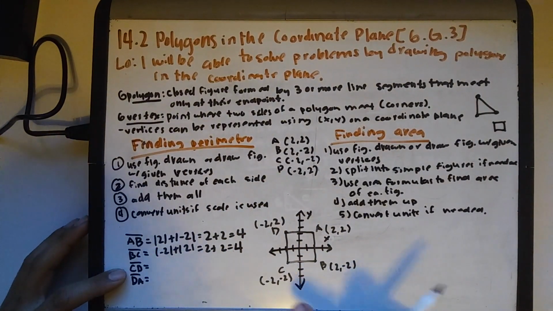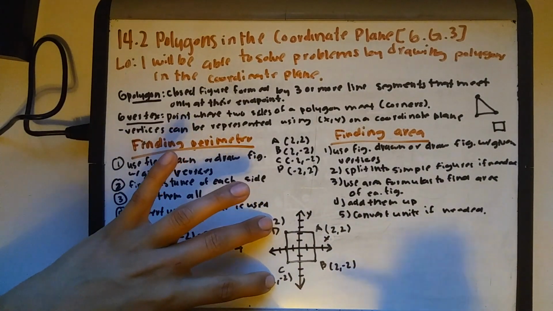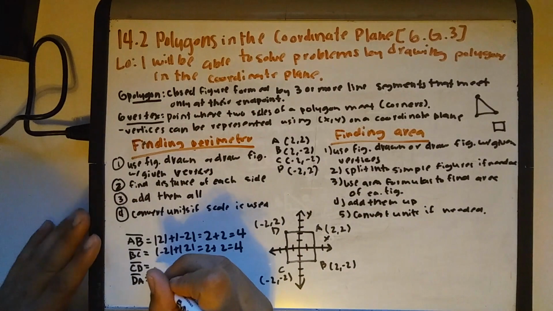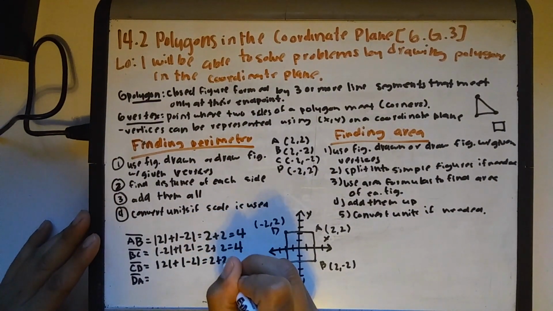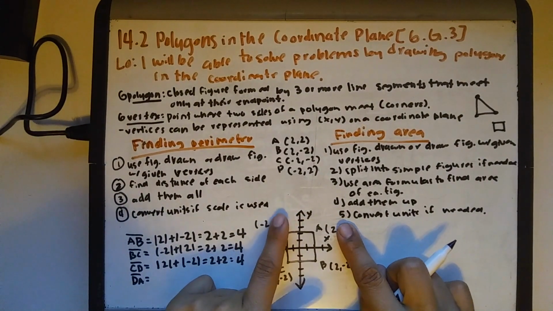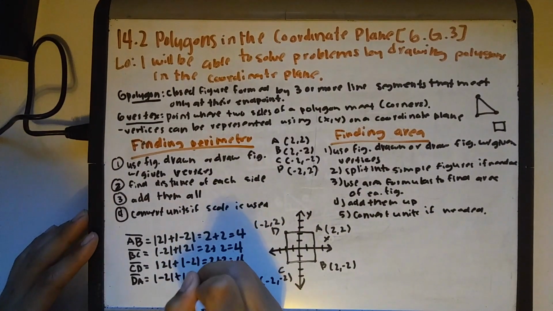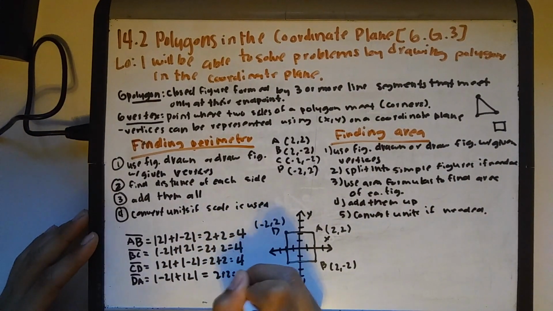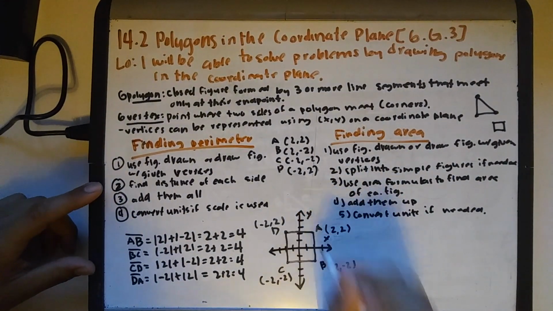Okay, C and D right here, the X values were the same, so I'm gonna ignore those. I'm gonna work with my Y values. So absolute value of 2 plus absolute value of -2, that's 2 plus 2, that's 4. And then lastly, this one, the Y value was the same, so I'm gonna work with X values. So that's absolute value of -2 plus absolute value of 2, that's 2 plus 2, that's 4, okay? So each side is 4 units.